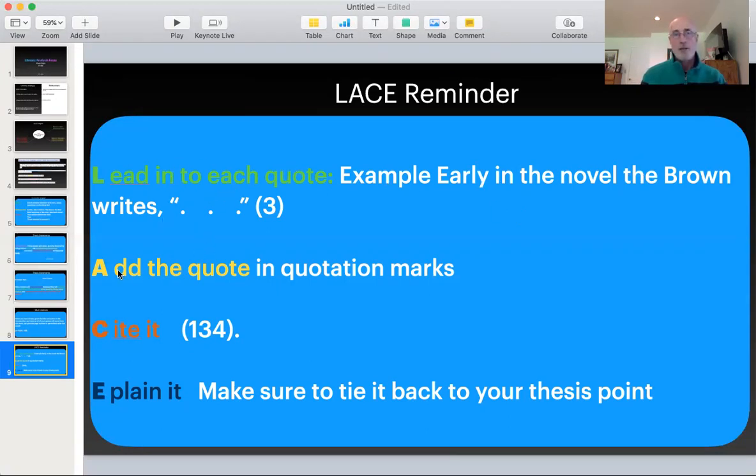And then the A for lace is to add the quote in quotation marks, just like you see up here. I've got these quotes here. And then in this case, you're going to cite it. It's going to look just like this, okay? Just the page number. And then you're going to explain it. Make sure that you tie it back to your thesis point, okay? This right here, this explaining it, is really what you want most of your writing to be. You're explaining and you're commenting on and you're telling why this is really great history or what's fascinating about it or bringing something out that really stuck with you. Because most of your writing in an essay is your writing, your ideas, okay? But that's LACE, L-A-C-E. Remember, you're still doing that.